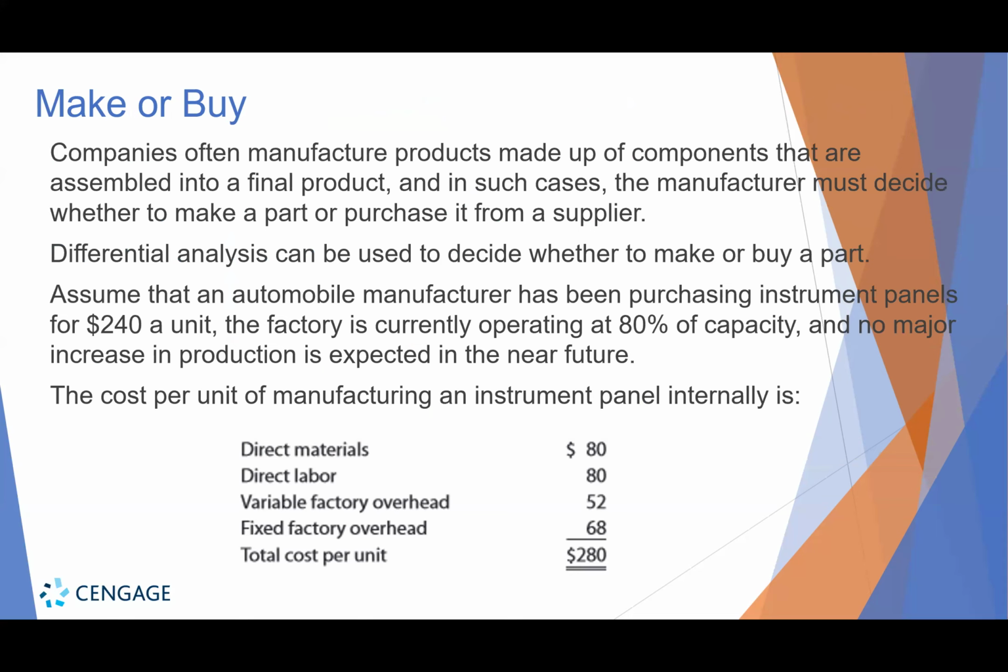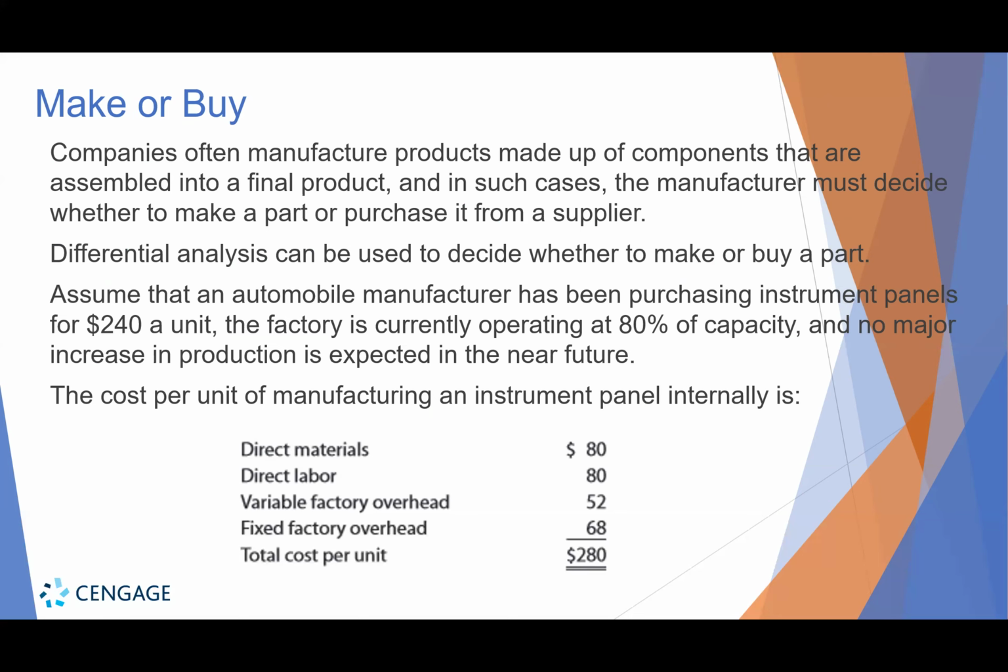Another way of looking at differential analysis is when we consider making something or buying something, purchasing something. Companies manufacture products made up of components that are put into final products. So oftentimes, manufacturers have to look at whether to make a part or to purchase it outside the company. Let's look at an automobile manufacturer, and they've been purchasing from a supplier the instrument panels for $240 a unit.